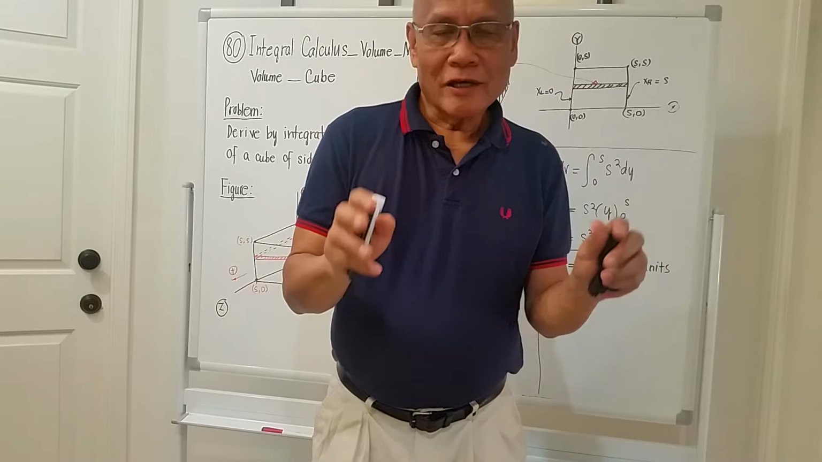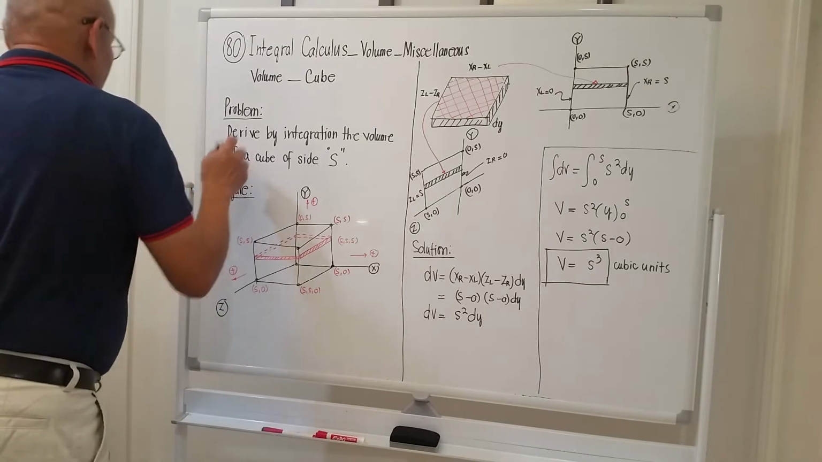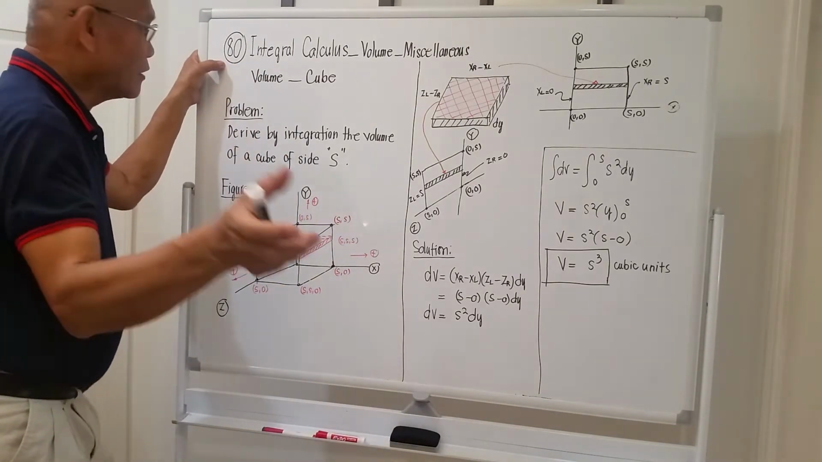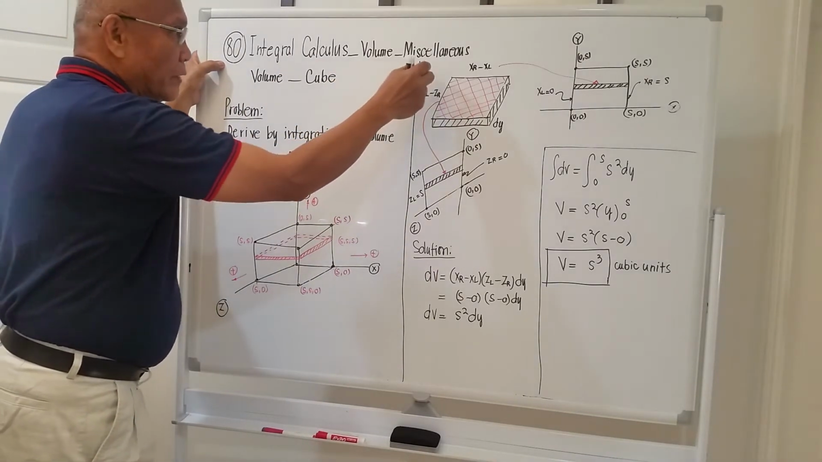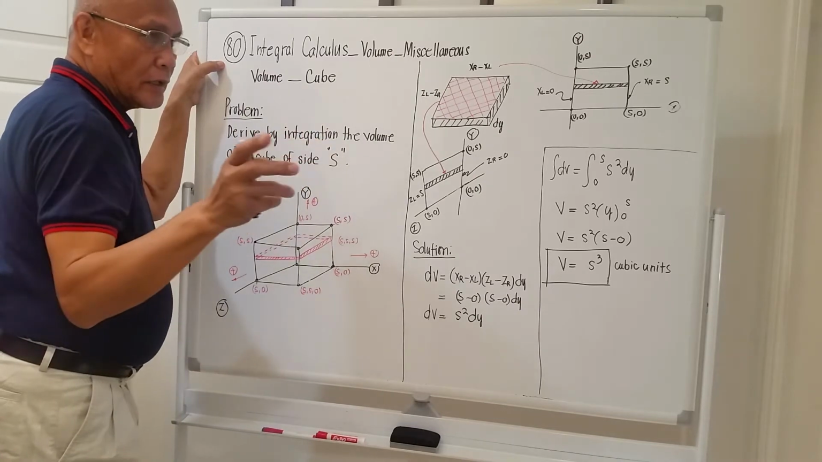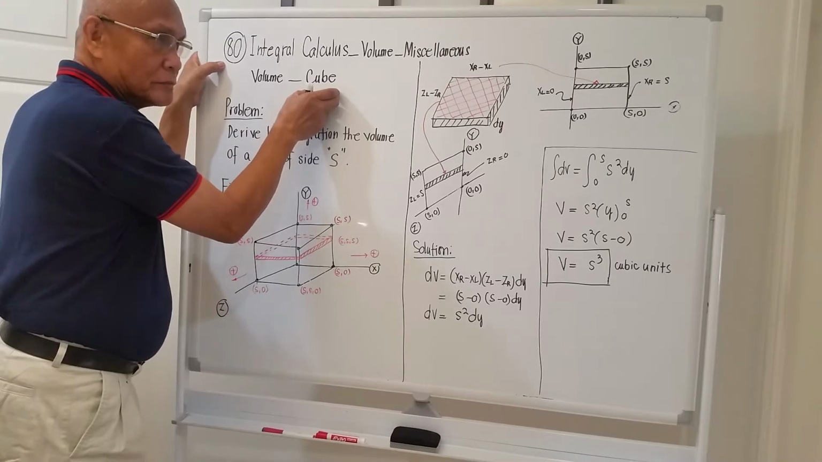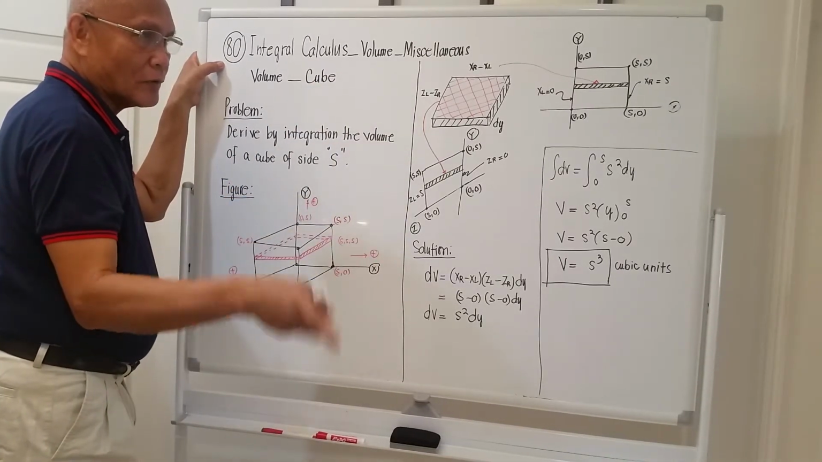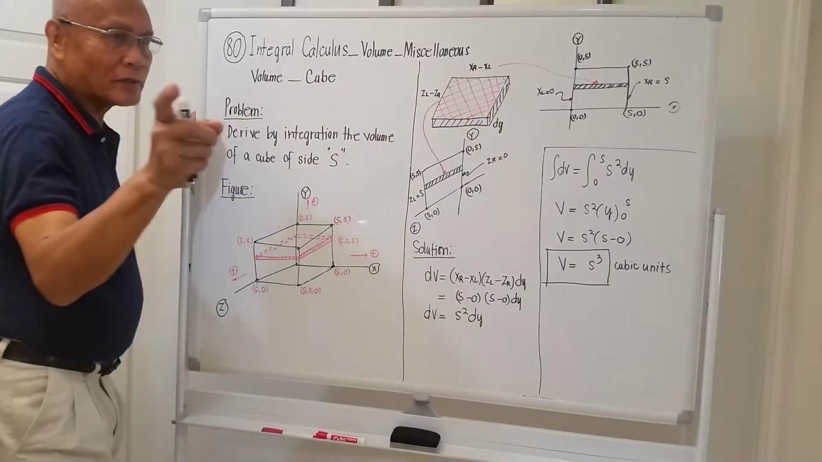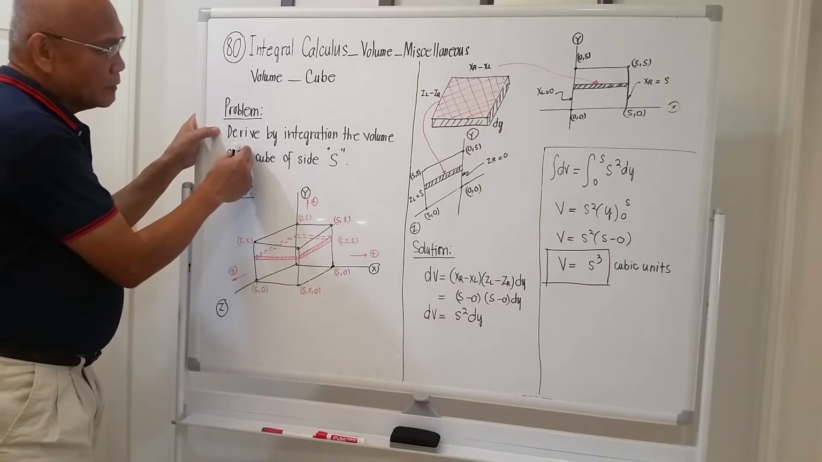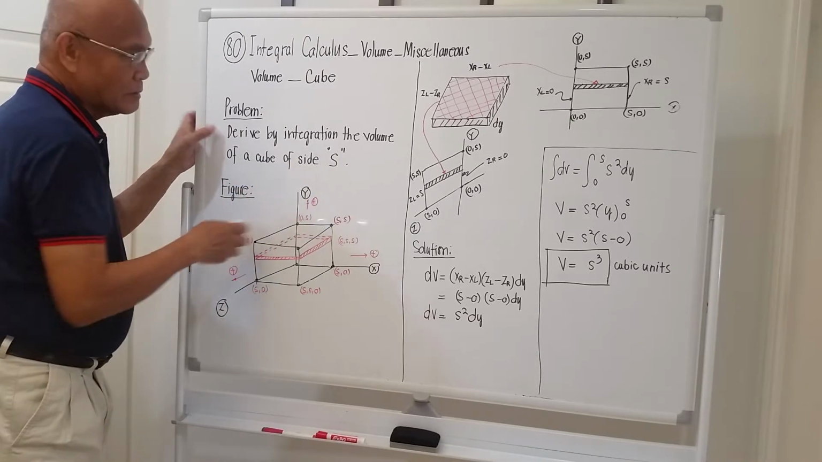I have a new topic this afternoon. Okay, let's proceed. I am now on lesson number 80 on my channel on the topic Integral Calculus, subtopic volume, under Miscellaneous volume. And the topic for this afternoon will be the solid cube. We will derive the formula for taking the volume of a cube using miscellaneous volume. I will try to read the problem. Derive by integration the volume of a cube of side S.